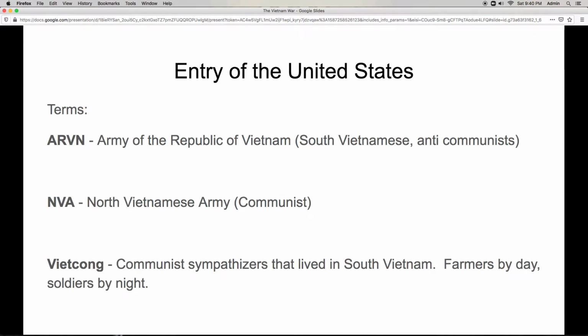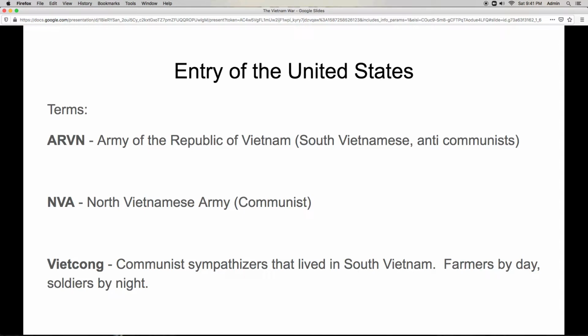I got ahead of myself a little bit. So let's talk about a couple terms before we get into the assassinations. You have ARVN, NVA, and the Viet Cong. ARVN, the Army of the Republic of Vietnam. These are the allies to the United States. They're the South Vietnamese. The North Vietnamese Army, led by Ho Chi Minh, is the NVA.